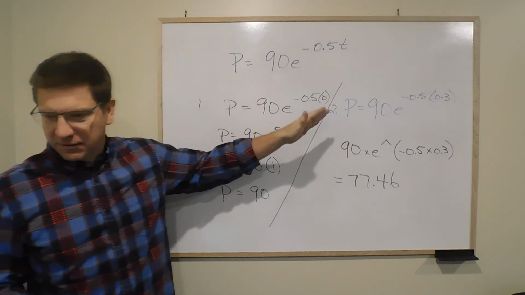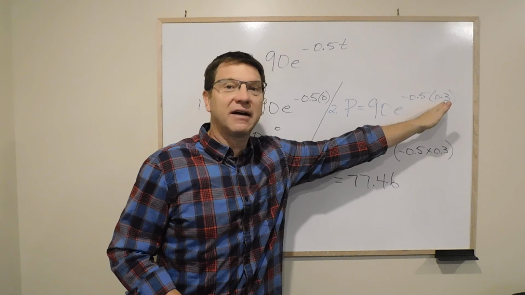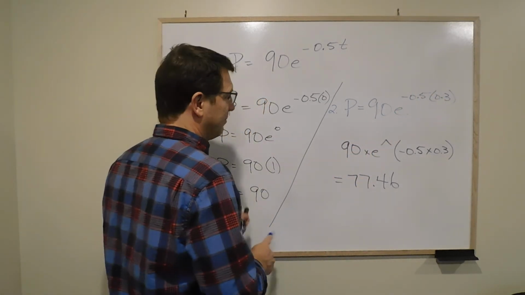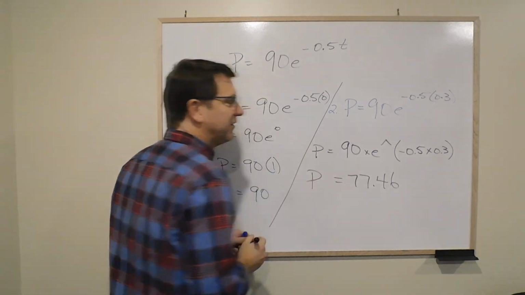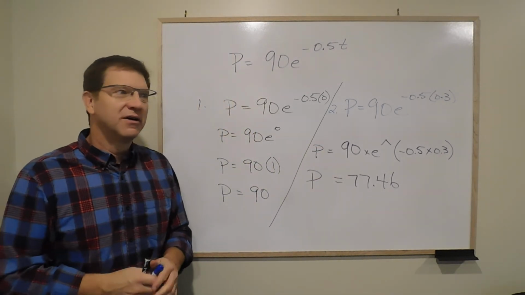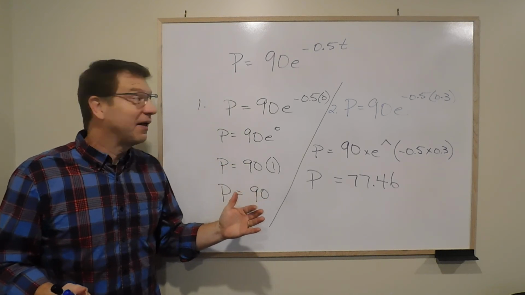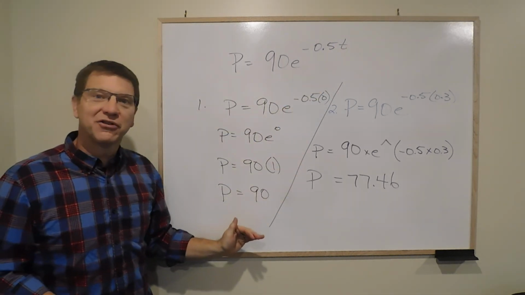The diastolic pressure at 0.3 seconds, I've substituted in 0.3, and I would get, we should put a P in front, P equals 77.46. So again, we're focused on the substitution, and that's really all that we're focused on, substituting in for t and getting our answer correctly.